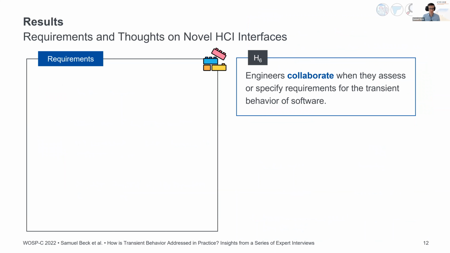When we asked them about the requirements that they have for a new solution that improves upon the state of the art, they all agreed that collaboration is a very important requirement for these kinds of tools, which confirmed our hypothesis that engineers collaborate when they assess or specify requirements for transient behavior.